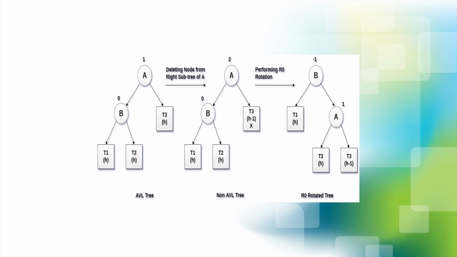That is why h will be cancelled and the balancing factor is -1. So, the -1 comes under the range. So, we can say after performing the R0 rotation, the tree will be a balanced tree. We take another example of how we calculate that.